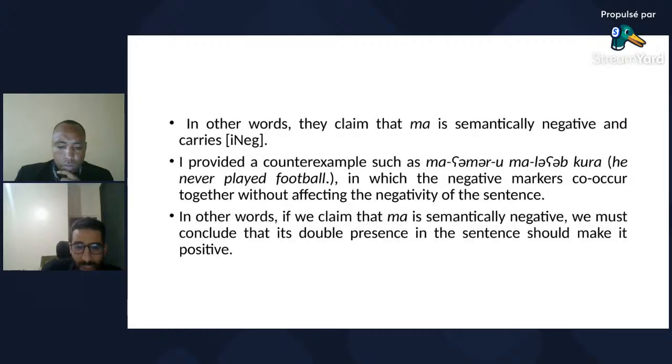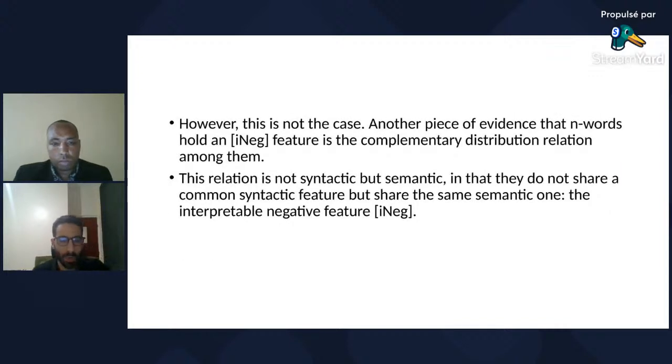In other words, if we claim that ma is semantically negative, we must conclude that its double presence in the sentence will make it positive. However, this is not the case. Another piece of evidence that n words hold an interpretable neg feature is the complementary distribution relation among them. This is not syntactic but semantic, in that they don't share a common syntactic feature but share the same semantic one, the interpretable negative feature.